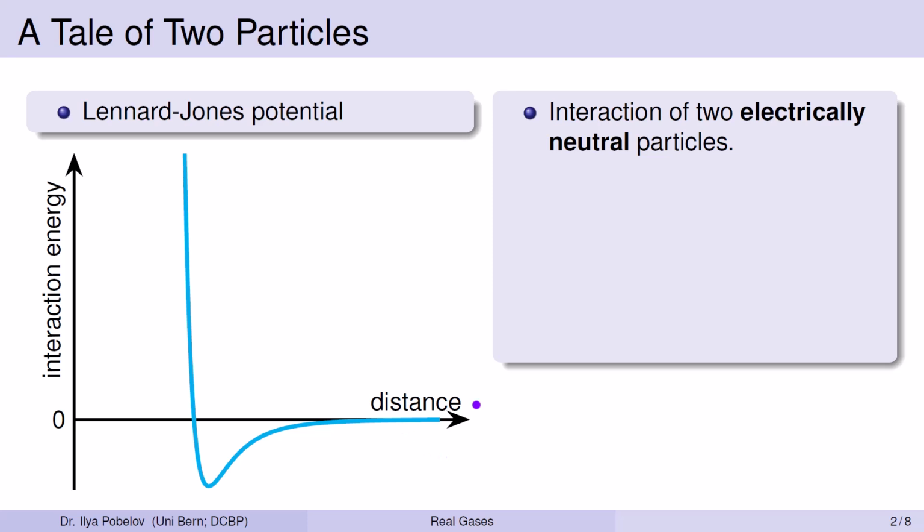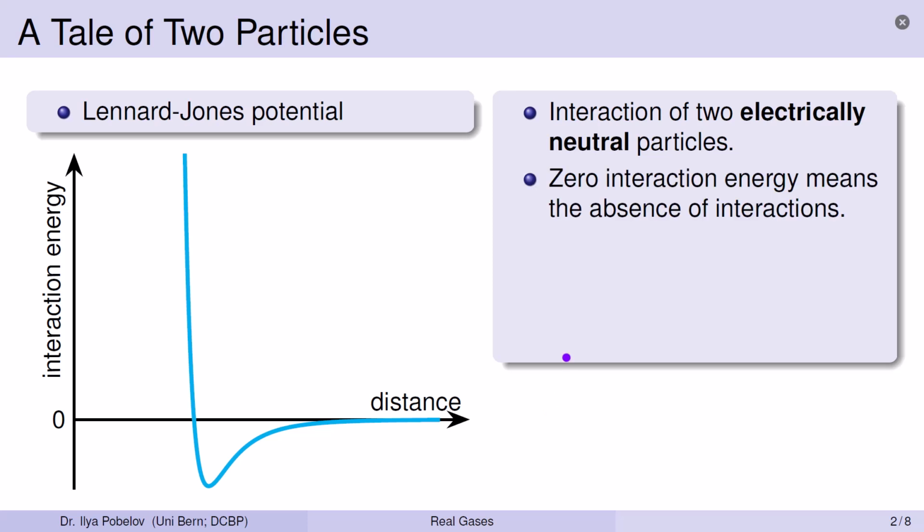When the particles are spaced widely apart, their interaction energy is approximately zero. In terms of intermolecular interactions, this zero interaction energy just means the absence of interactions. To put it simply, when particles are far apart, they remain unaware of each other, and their energy isn't influenced by mutual interaction. But as we bring these particles closer, the story changes.